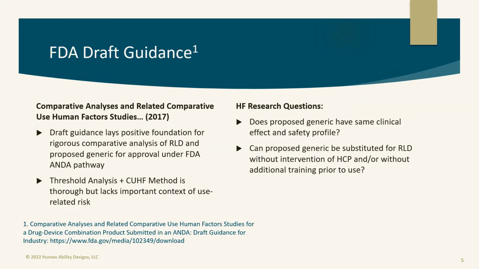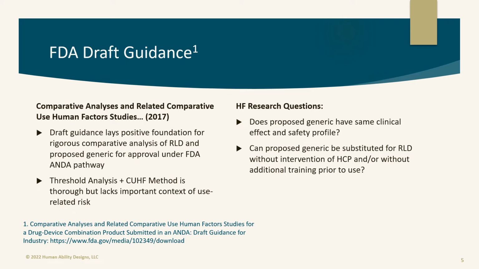So as we took a look at FDA's draft guidance, we felt it laid a positive foundation for how to compare a proposed generic and RLD. The threshold analysis systematically fleshes out how the key components of the user interface and tasks or user interactions compare side by side. And then the comparative use method builds on the threshold analysis for comparing any of those other than minor user interface differences using a non-inferiority statistical method. And the method asks the overall question if a proposed device is as effective or not worse than its RLD.